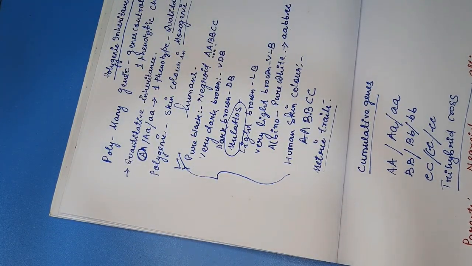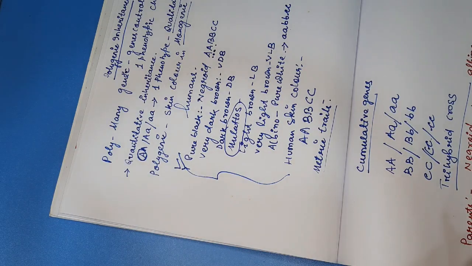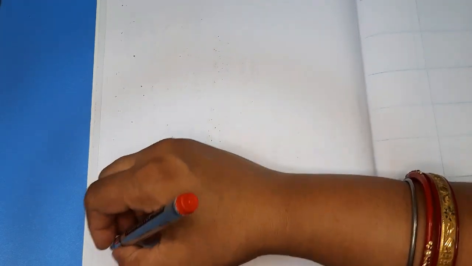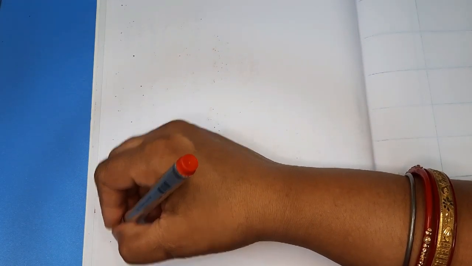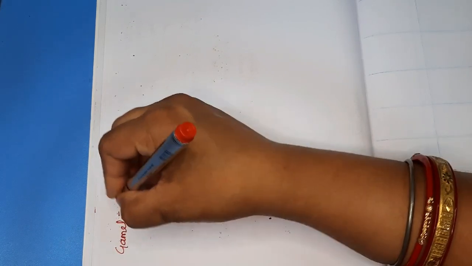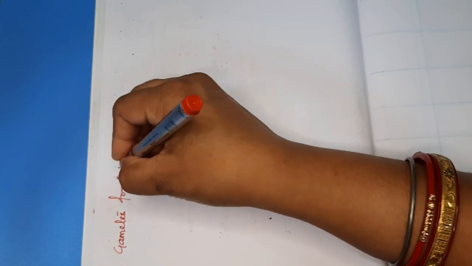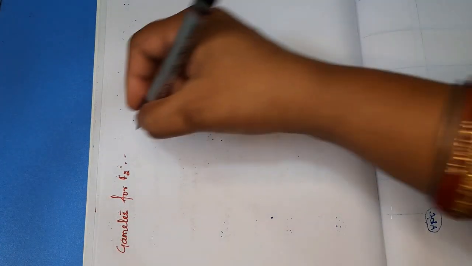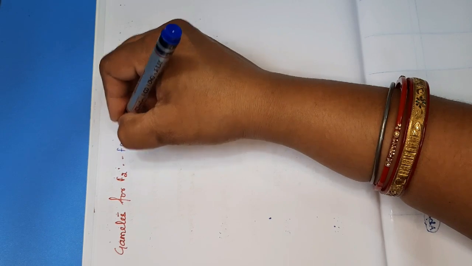So now let us work out what will be the gametes for F2. If you use the forked line method, then that will be easier for you. So how are we supposed to do it? So here let us write. I hope this is visible to all of you. Let us put the heading first: Gametes for F2.